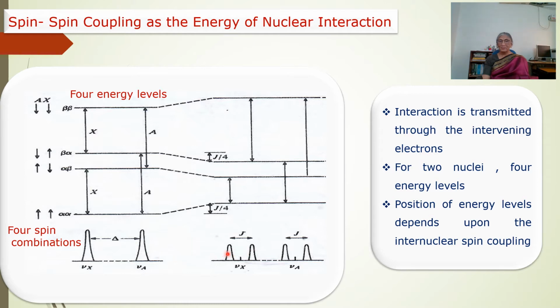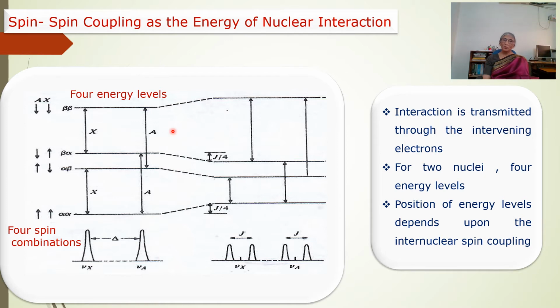Since the energy is decreased here by J/2, and in the second energy separation, that is beta alpha and beta beta, energy is increased by J/2, the spacing between the two peaks will be J. Half J plus half J will be J, that is the coupling constant.